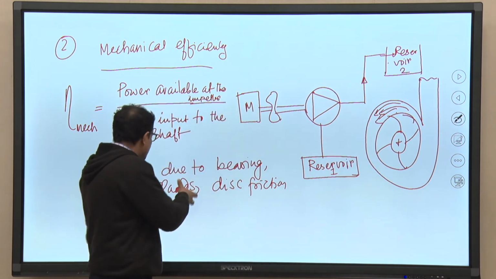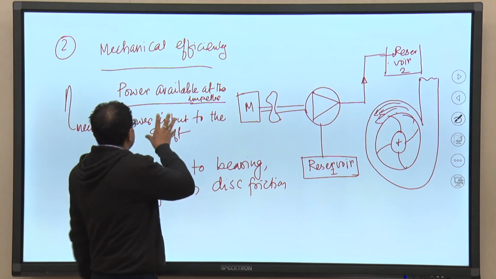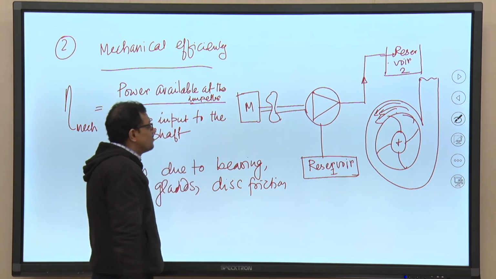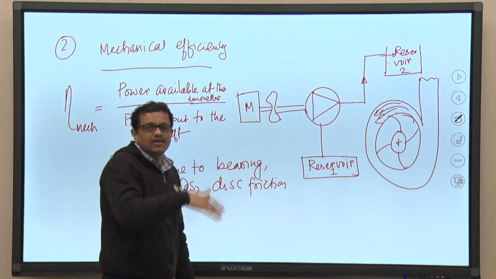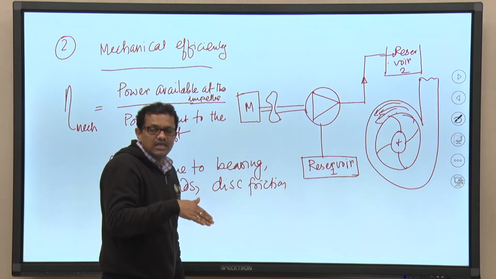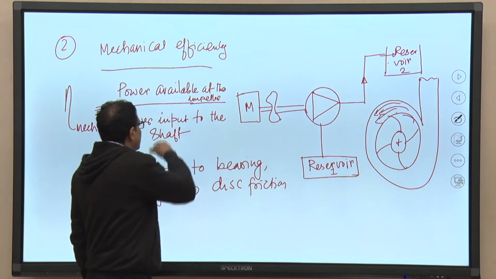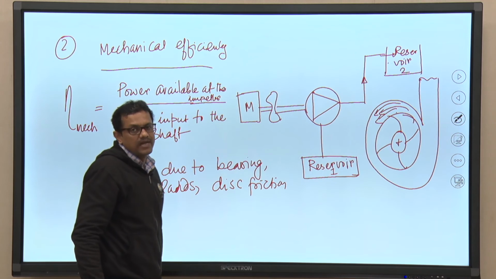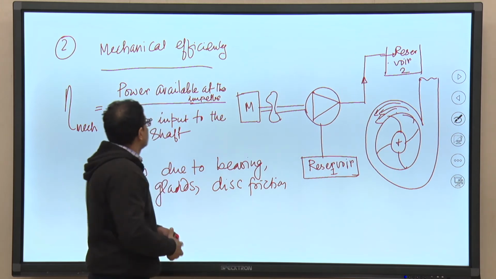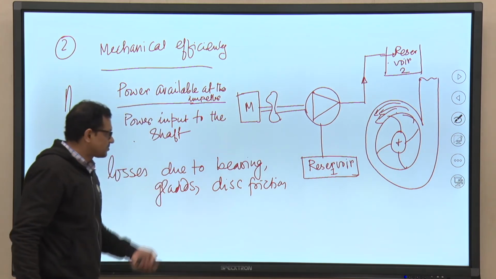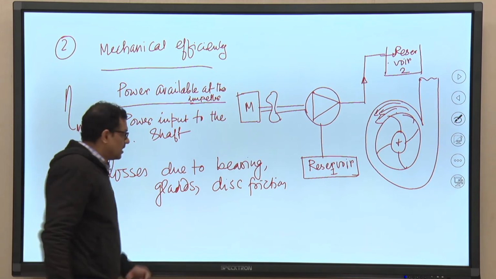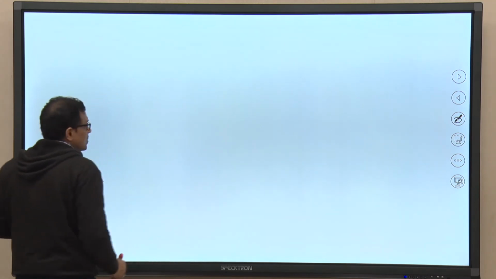So, accounting for these losses, the power available at the impeller, which will now be transmitted to the fluid, is lesser than the power which is supplied to the shaft of the impeller, and that is why this mechanical efficiency comes in. Okay, fine. Now, we will discuss another loss, another efficiency, that is known as volumetric efficiency.